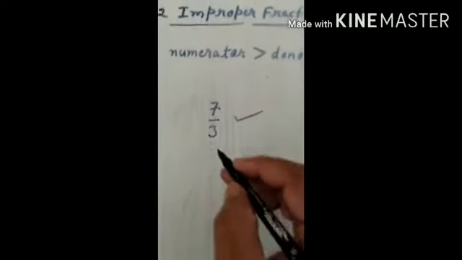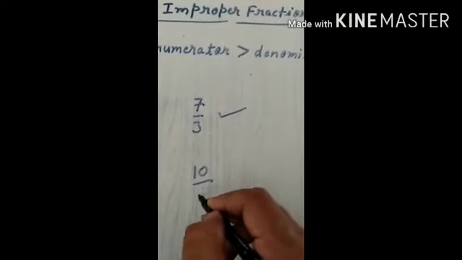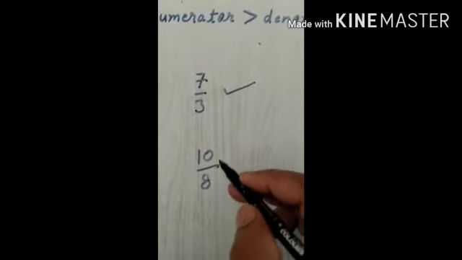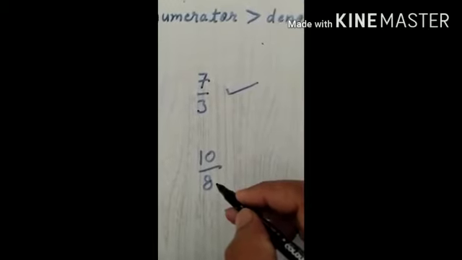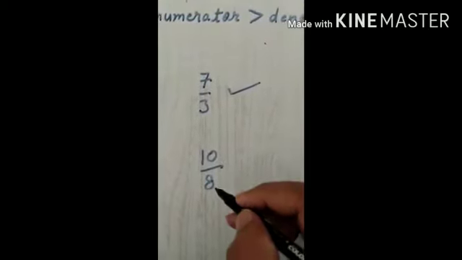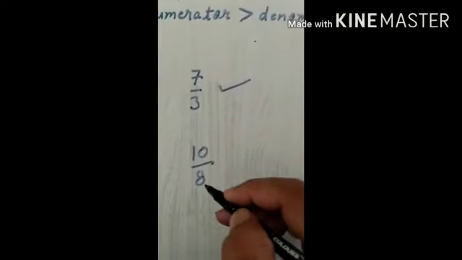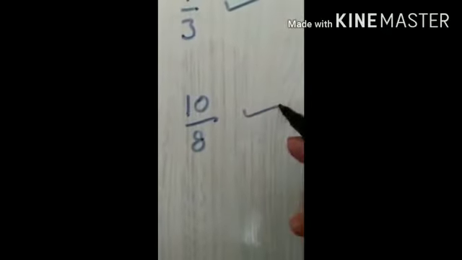One more example. 10 by 8. Here the numerator is 10, the denominator is 8. You can see 10 is greater than 8. So the numerator is greater than the denominator. So this fraction is called an improper fraction.